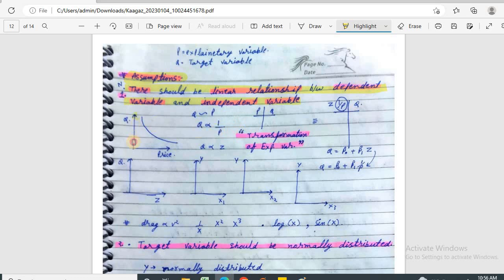For example, here we have price versus quantity. As quantity is less, price will be more, and as quantity keeps on increasing, price will decrease. So quantity and price are inversely proportional to each other. Here, first we need to transform our explanatory variable. Like price, we will draw a graph between 1 upon price versus quantity.